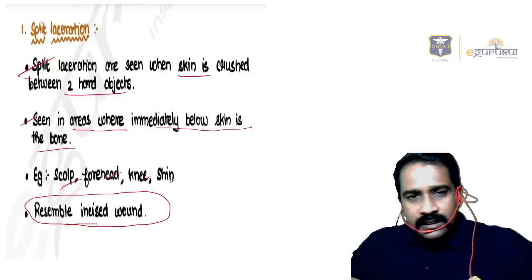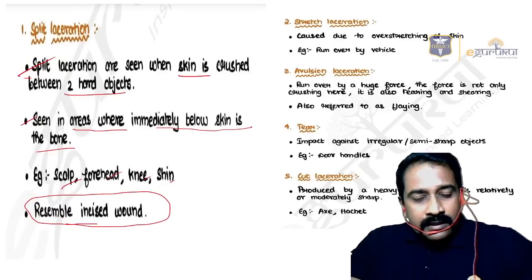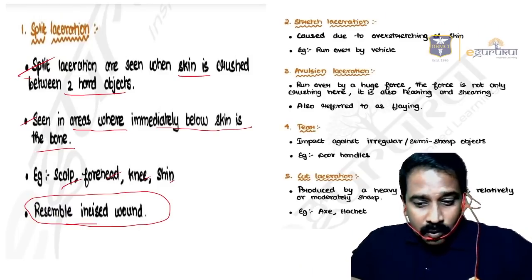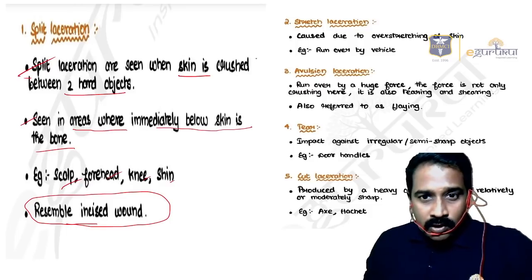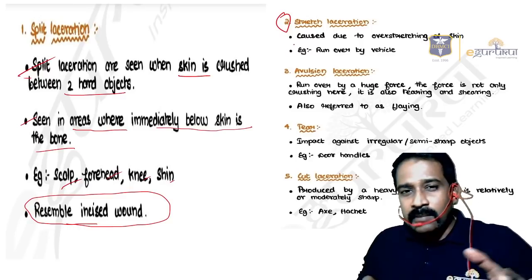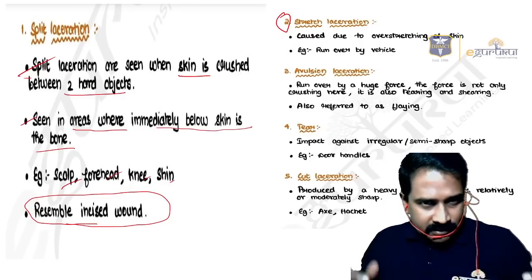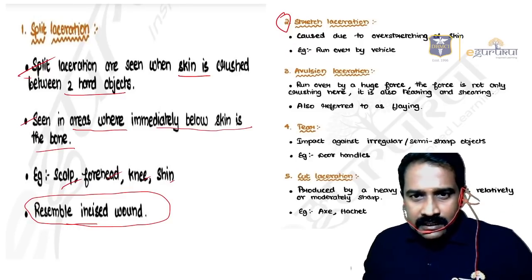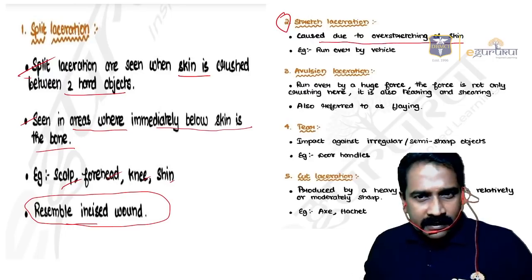So that's it about split laceration. Then there were also some other options. So what are the other options? We will look into stretch laceration, or the different types of lacerations and the mechanisms of causing them. Stretch laceration is caused due to overstretching of the skin. So, simple run over by a vehicle.